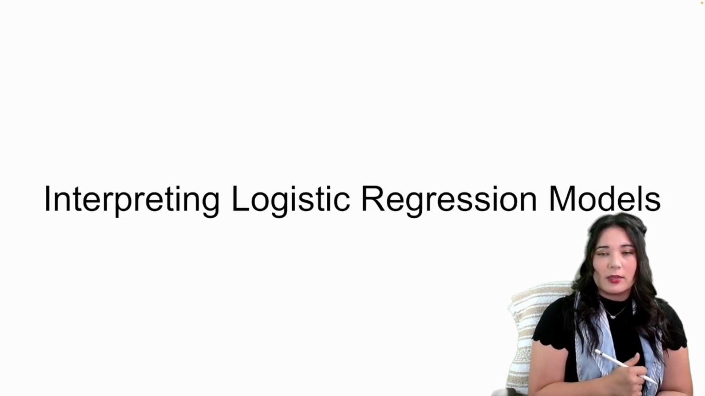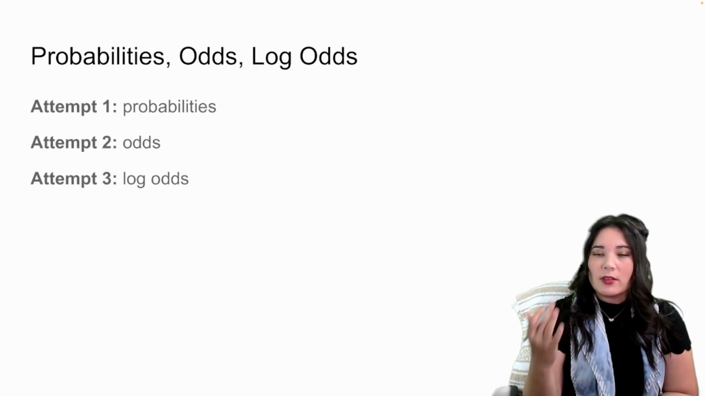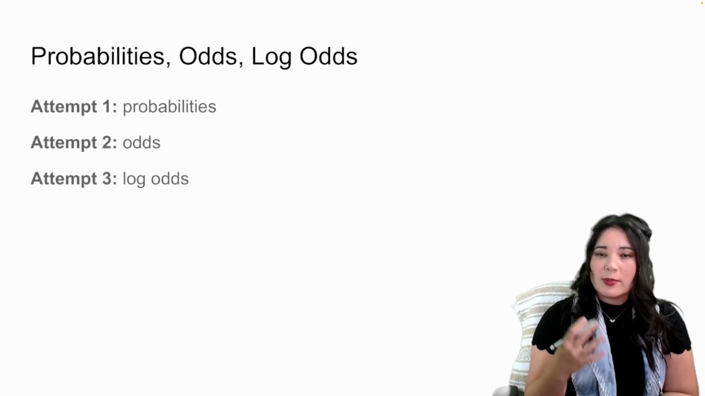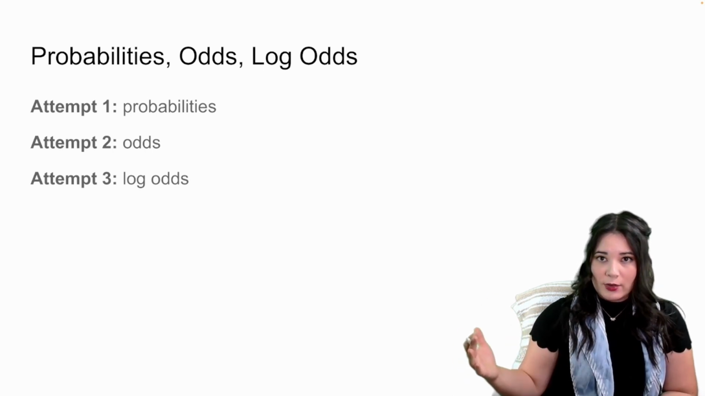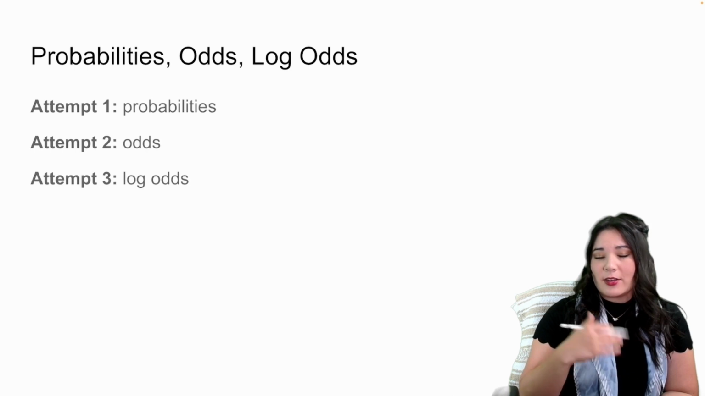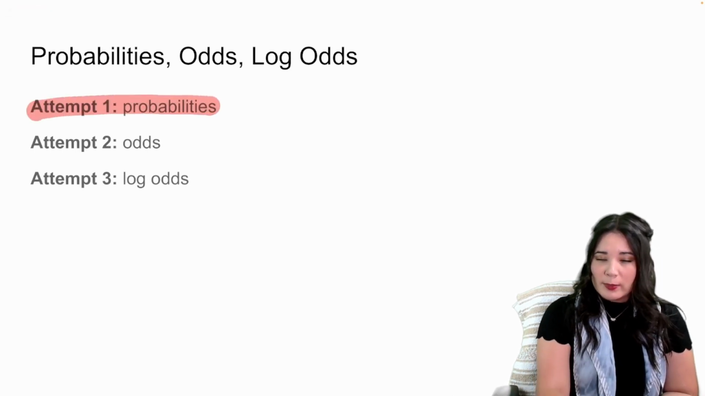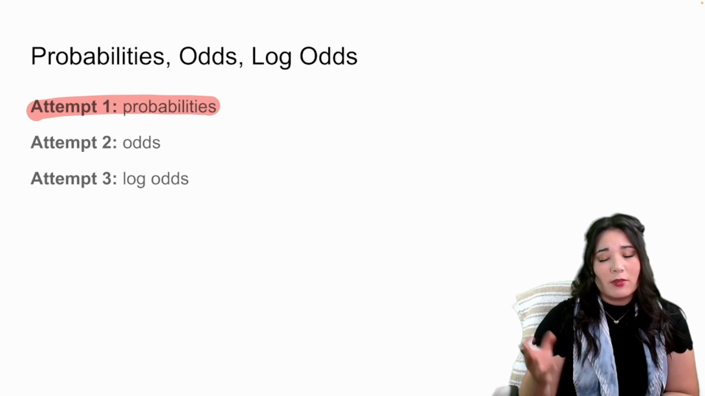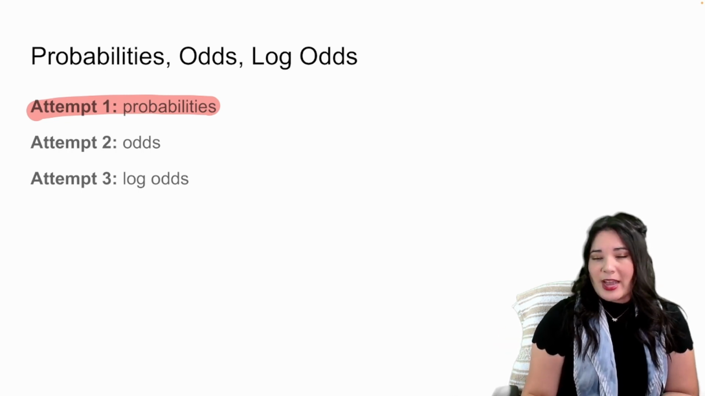Now I want to talk a little bit about how to interpret logistic regression models. In our last logistic regression lecture, we talked about 3 units that we might possibly use so that we could use a linear regression to predict an event as either happening or not happening. The first one we tried was probabilities. Probabilities range from 0 to 1, and one benefit of probabilities is that they're pretty intuitive. Almost everyone in your life understands what a probability is.